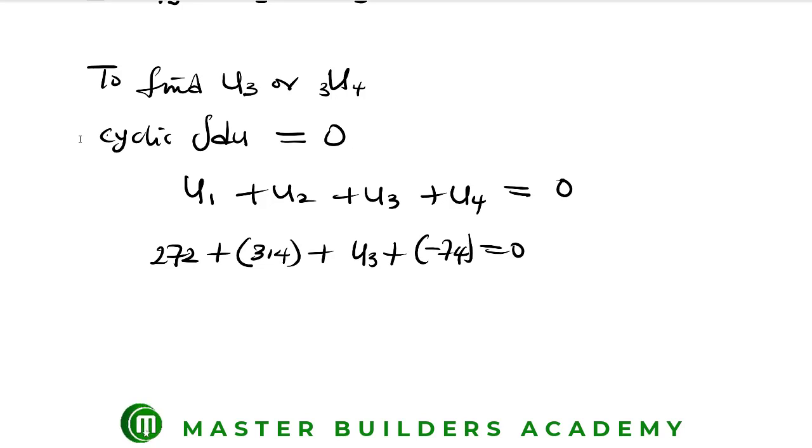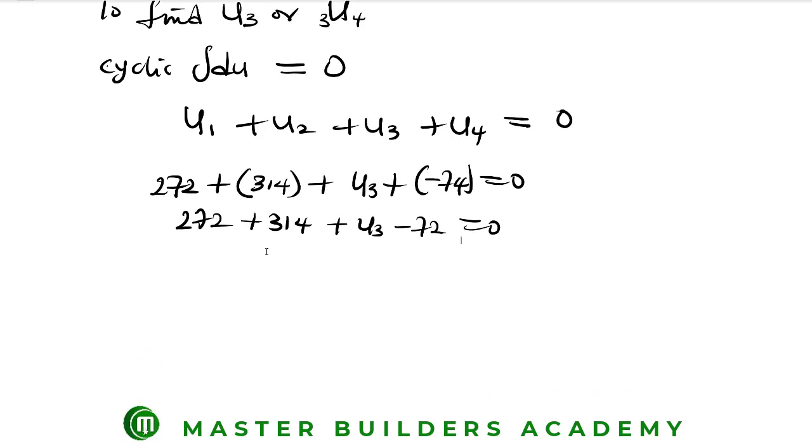So as you can see now, only U3 is the unknown parameter here. So we have 272 plus 314 plus U3 minus 74, all equal to 0. And then by the time we add all of these values together, if you add 272 to 314, we'll have 586 plus U3 minus 74, all equal to 0.